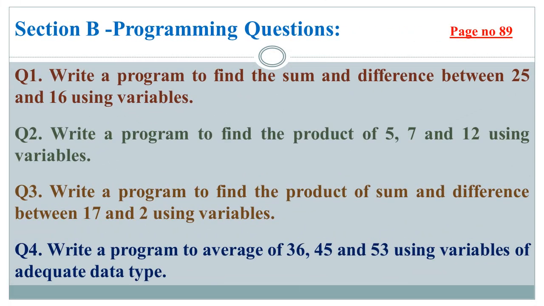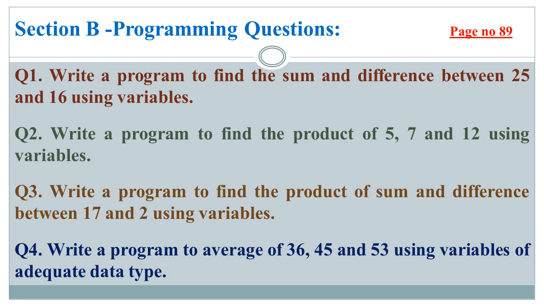Now question number 4: write a program to average of 36, 45 and 53 using variable of adequate data type. Adequate data type means different data types. Here we'll define three variables for assigning 36, 45 and 53, and the data type of those variables will be int, and the next variable for finding the average will be float data type.